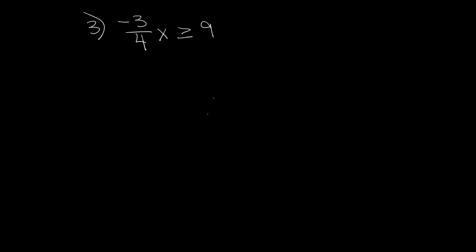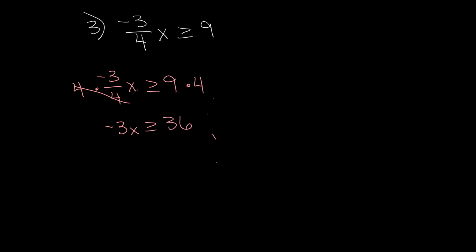So what I'm going to do, you can do this two ways. You can first multiply by the 4. So I could go negative 3/4 x is greater than or equal to 9 times 4 on both sides. So that would cross these 4's out. And I would get negative 3x is greater than or equal to 36. Divide both sides by a negative 3. Your inequality sign would flip because you're dividing by a negative, and you would get negative 12. So that's one way to do it.